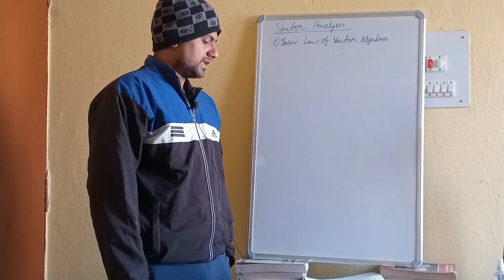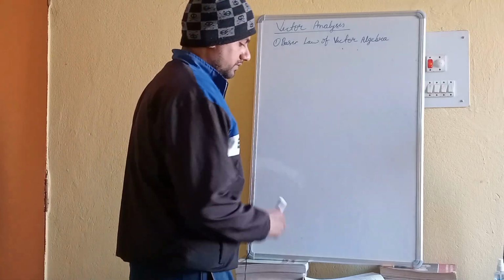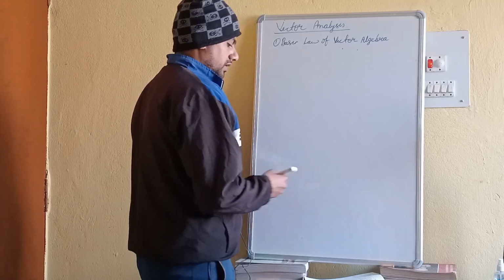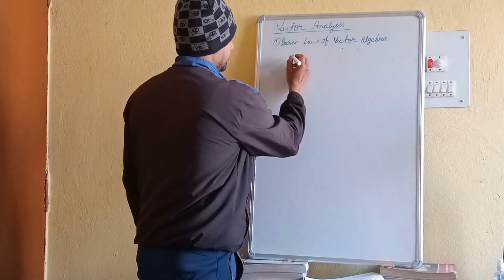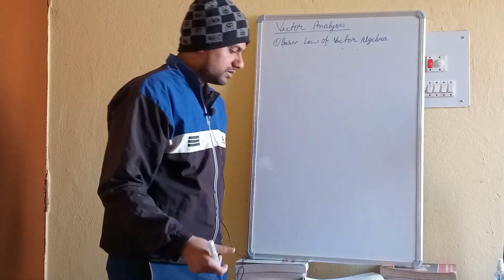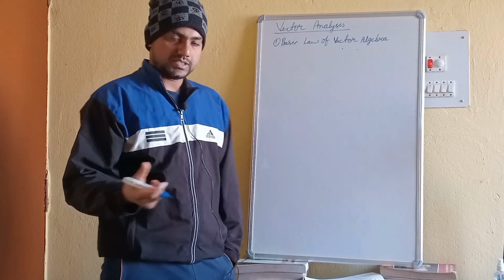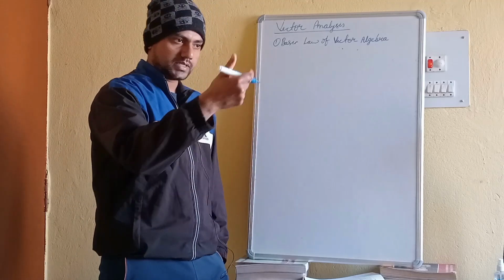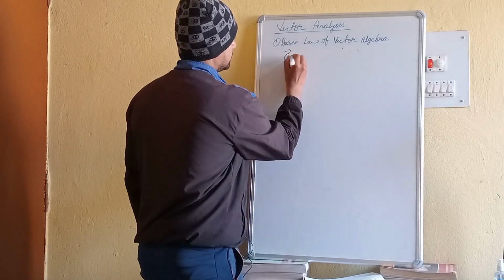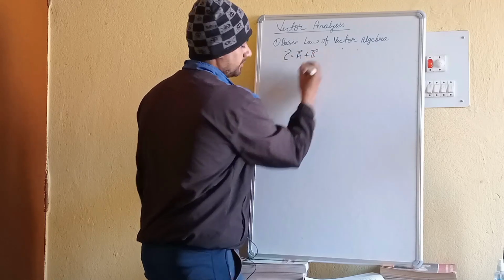Vectors can be added and vectors can be subtracted. So that's what I'm going to cover. Here, assume that A and B are two vectors which I want to add, and C is the third vector, which is the sum of those two vectors A and B. In that case I can write vector C equals vector A plus vector B.